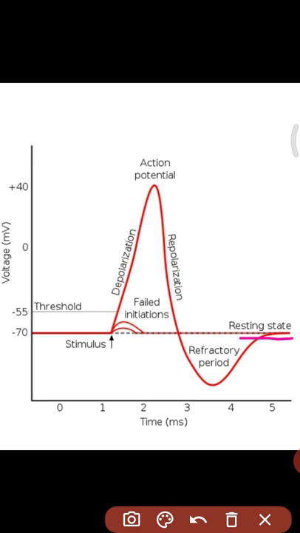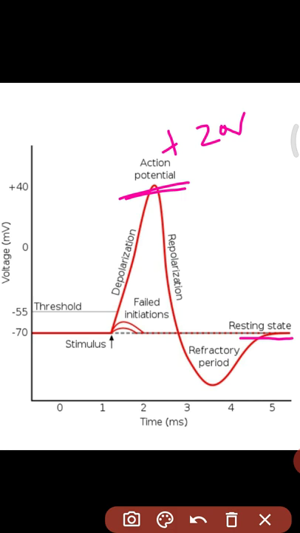Now the second one is the action potential. This is the voltage inside the cell with respect to the outside of the semi-permeable membrane in a depolarized state. This is a positive voltage, plus 20 millivolts.